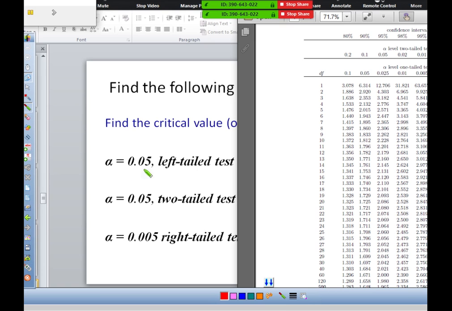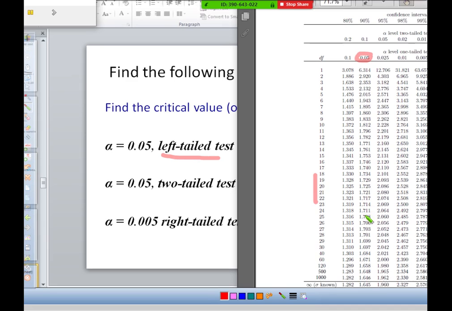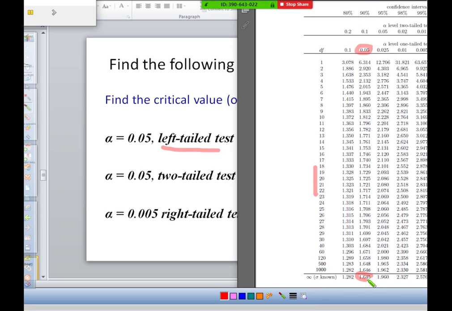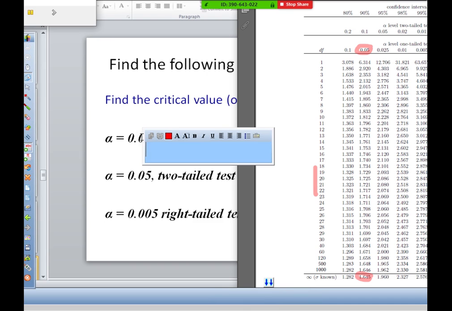So the first one, alpha is 0.05, left-tailed test. Is that one-tailed or two-tailed? Left-tailed. It's one-tailed, alpha is 0.05. It's going to be right here. And these are z-scores, so we're going to go all the way down to the bottom and just grab the z-score. So it's going to be 1.645. Or you could just put 1.65 if you want to round. Oh, but it's left-tailed, so it should be negative. You guys catch that part? Left-tailed should be negative.